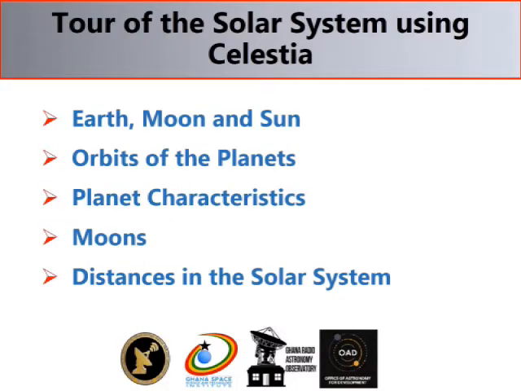So this is what we're going to do today. I'm going to use a software called Celestia to show you the solar system. It's actually a free software. You can download it yourself and try out just what I'm going to show you. But we're going to start off looking at the Earth and its relationship to the Moon and the Sun. Then we're going to look at the orbits of the planets, so the way the planets orbit around the Sun. Then we'll go and tour each of the planets in turn to look at some of their characteristics, and we'll learn about some of the moons. And then at the end, we'll learn a bit about the range of distances in the solar system.